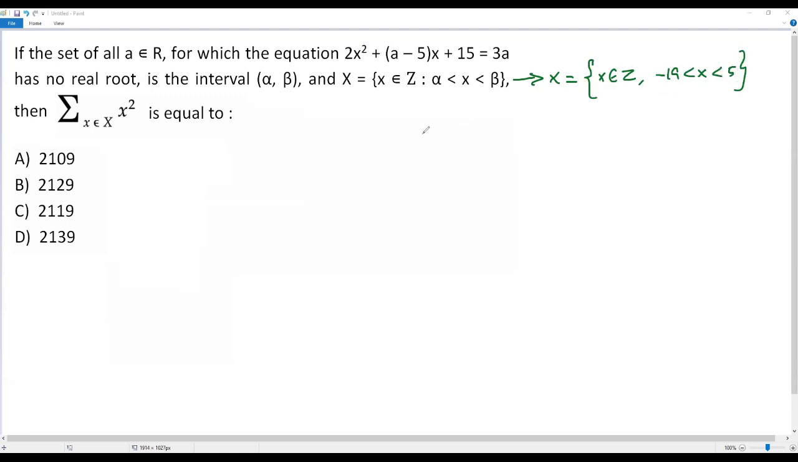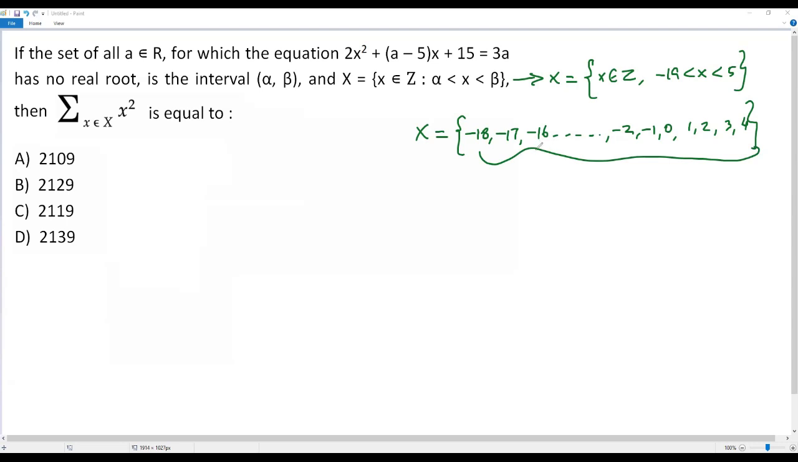Now we can write the elements of the set capital X over here. Since x belongs to Z, x is an integer, any integer value between negative 19 and positive 5. The first integer value we have in this interval is negative 18. Then we have negative 17, then negative 16, and it keeps going. Then we have negative 2, then negative 1, 0, 1, 2, 3, 4. The last integer value in this inequality is just 4. So these are all the elements of the set capital X, and also all the values of the small x we have over here. Now let's start evaluating the sum we have over here.